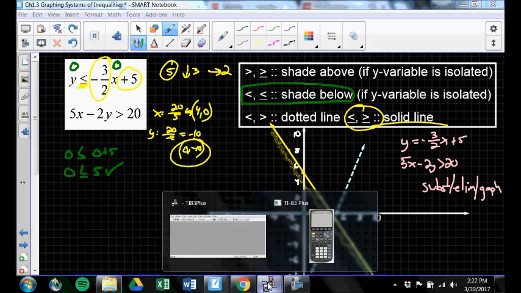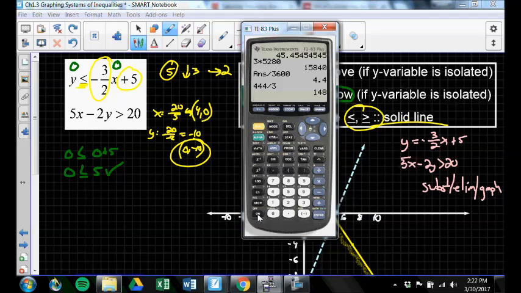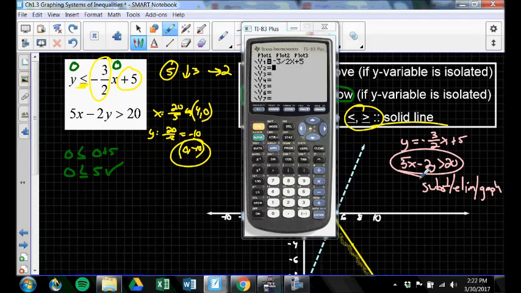One of my equations is going to be y equals -3 divided by 2 x plus 5. The other equation, I need this to be in slope-intercept form. So what I'm going to do is kind of do all the math at once.